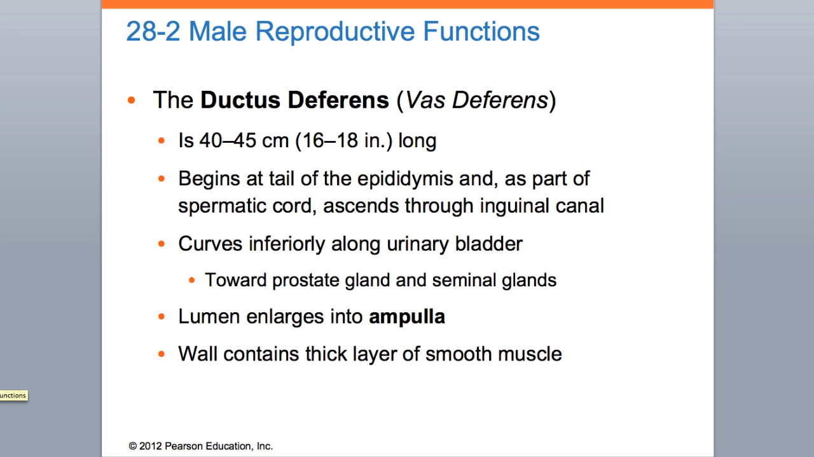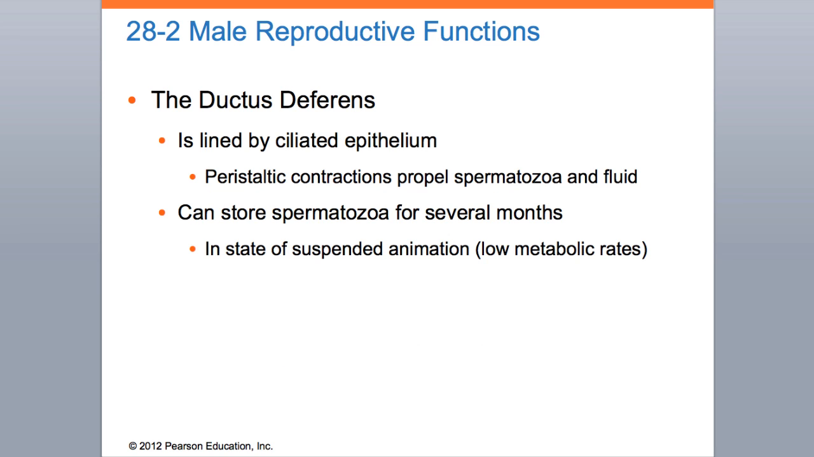Next slide. The vas deferens, or the ductus deferens. Okay. Don't care for that slide. Okay. This slide I do care for. This is important. Ductus deferens is lined by ciliated epithelium. So you get a peristaltic contraction, very similar to the ureter story before. So you have a peristaltic contraction process. It can store spermatozoa for several months. Okay. Next slide.